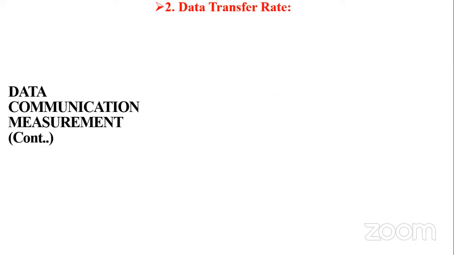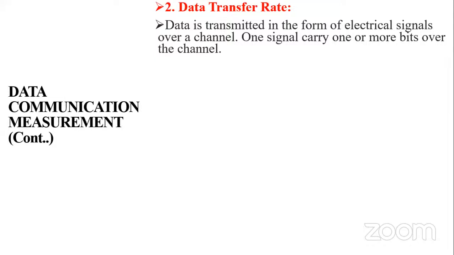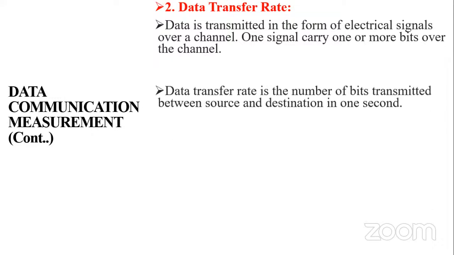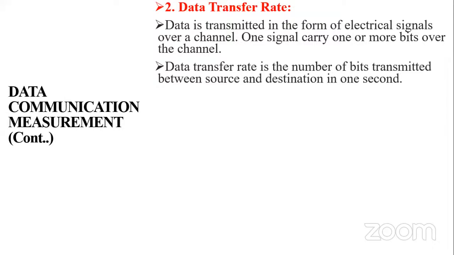This is data transfer rate. If you have higher bandwidth, then the data transfer rate is high. We will see what it actually is. The data is transmitted in the form of electronic signals over a channel. One signal carries one or more bits over the channel, and we'll see the definition. The data transfer rate is the number of bits transmitted between the source and destination in a second.